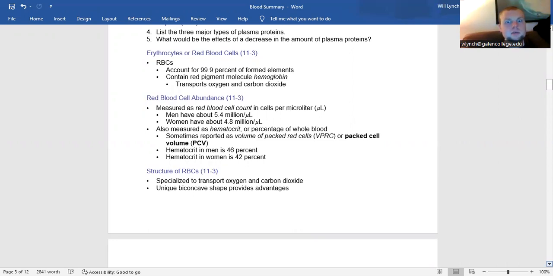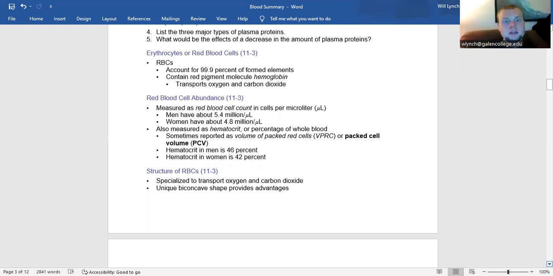Red blood cells are going to be measured in number per microliter. So the red blood cell count is per microliter. Usually in men, with a larger amount of blood volume, there are about 5.4 million red blood cells per microliter. In women, we have a lesser value, about 4.8 million per microliter.